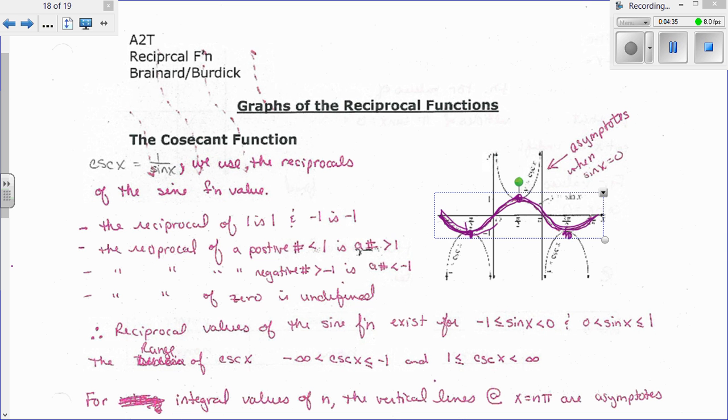Every time my sine function crosses the x-axis, I have an asymptote. So I have one here, here, and there would be another one over here, and another one over here. And then basically what you're going to do is draw little parabolas in between. Now, if you're given the cosecant function and you're trying to figure out which function it is, draw the curve in between the graph, and that will tell you what it is. It's the reciprocal.